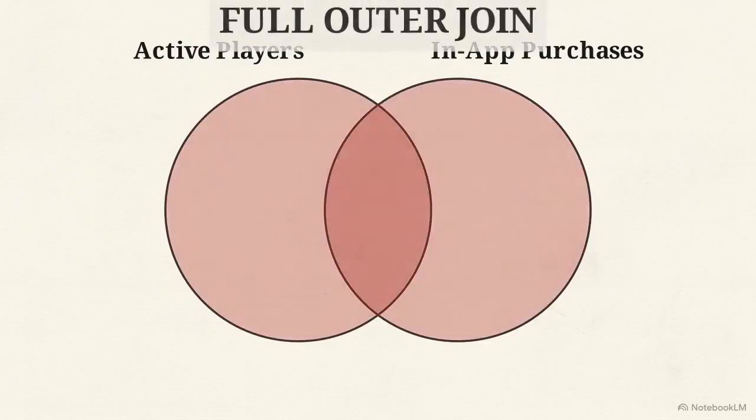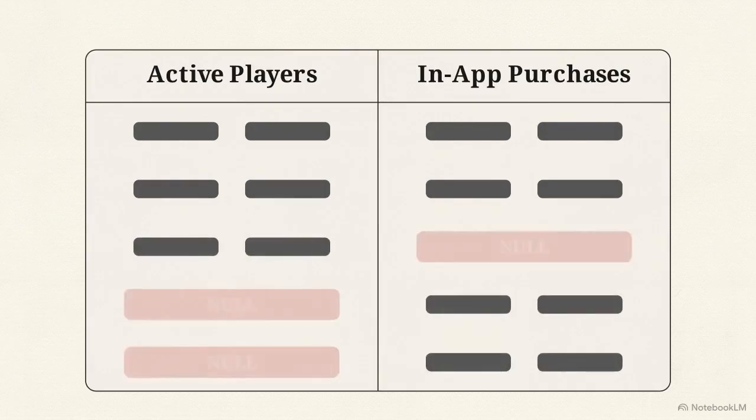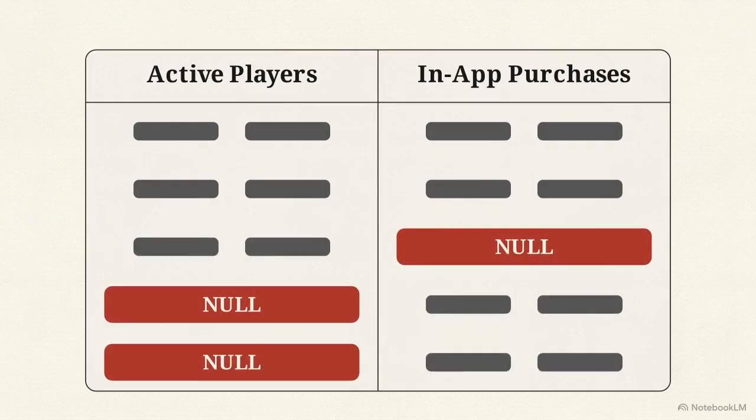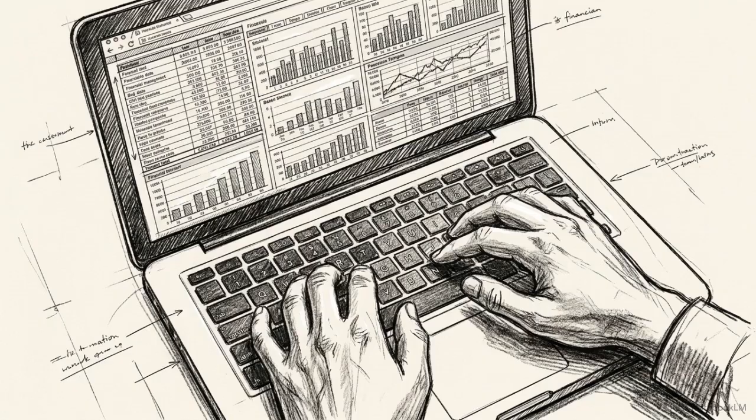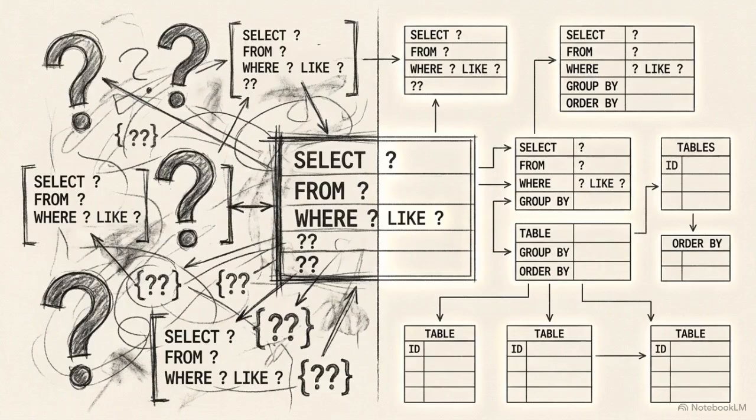Now look at the union, which combines the entirety of both circles. This translates to a full outer join, retrieving everything from both tables, matching what it can, and padding the remaining gaps with blank null values. Finance departments rely on this exact structure to generate a complete ledger of every player who has ever logged in or spent a dime, leaving zero activity undocumented. Visualizing data strictly as sets prevents syntax guesswork. It provides a consistent logical framework for even the most ambiguous business requests.